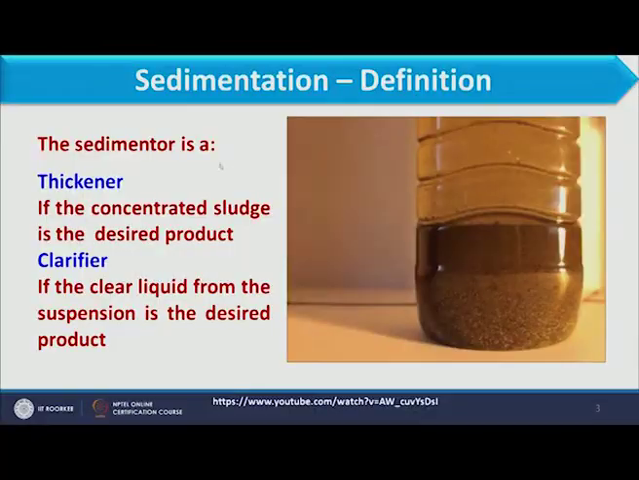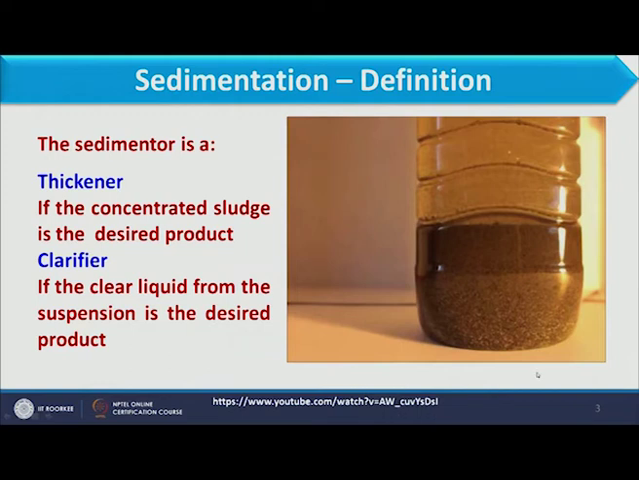So when we consider this particular process, here we have two products. First is the thick sludge and second is the clarified liquid. A sedimenter is a thickener if concentrated sludge is the desired product, and it is a clarifier if clear liquid from the suspension is the desired product. So here we have two products from the same operation. If you want to see it in detail, you can visit this site. Through this diagram we can get the idea of what sedimentation is.